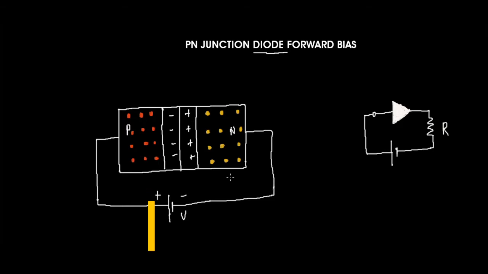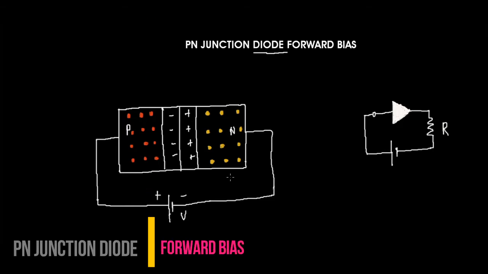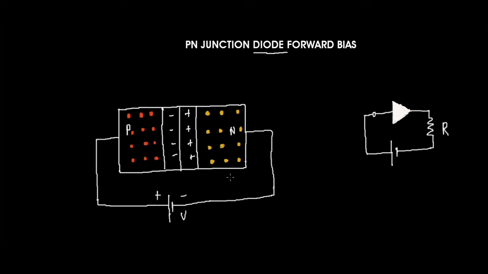In this video, we are going to discuss the forward bias operation of PN junction diodes. In the previous video, we saw the reverse bias operation, so I recommend you watch that video once again and come back to this one. You can see the source connected to the PN junction diode.